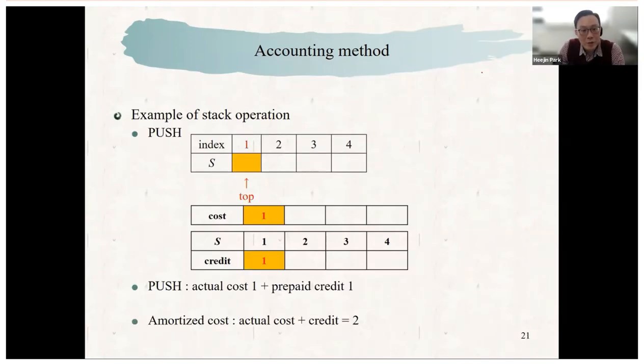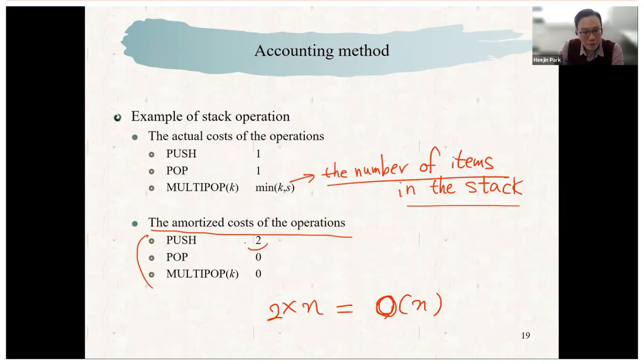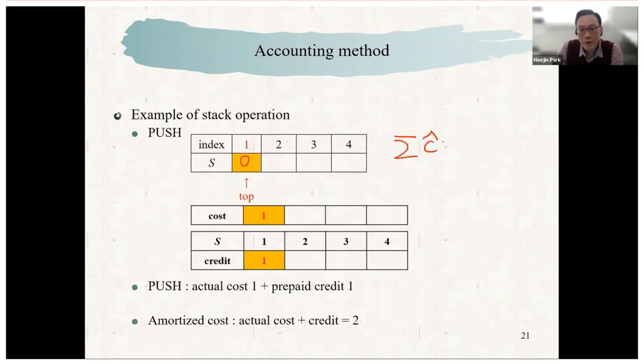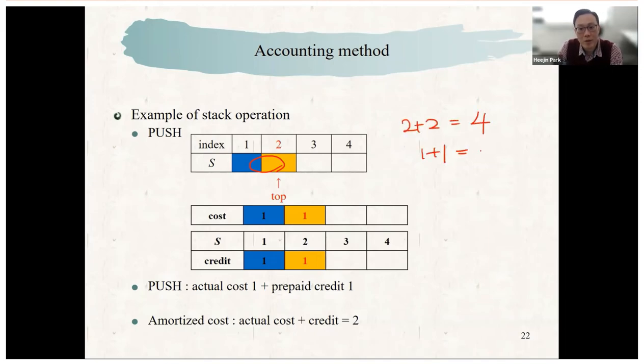So look at this. One item is pushed here. Then since the amortized cost for push is 2 and the actual cost for push is 1, the summation of amortized cost minus the summation of actual cost is 1, since this is 2 and this is 1. So the credit is 1. Okay, next, 2 items are pushed. So the amortized cost is 2 plus 2, which is 4. And the actual cost is 1 plus 1, which is 2. So 4 minus 2 is 2. So the credit is 2.